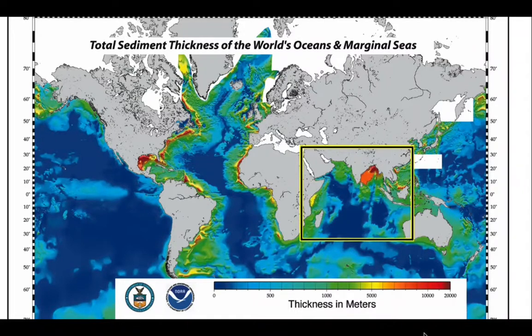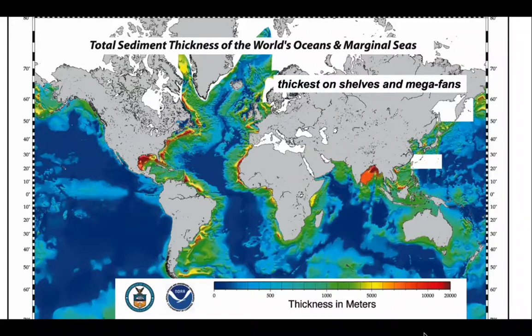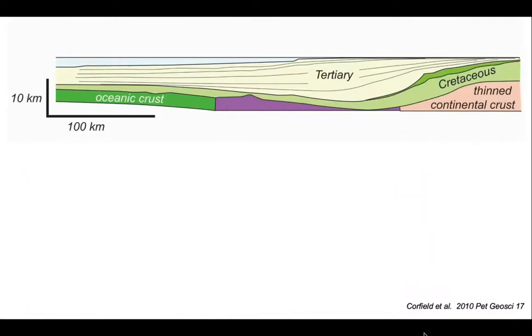The world's thickest accumulations of sediment are on the shelves or beneath the shelves and on mega fans where the world's major river systems reach the oceans. So let's look at the effects of that sediment load on the underlying plate here in the Indus Fan. This is a geological section. Notice the scale. The vertical scale there's 10 kilometres, the horizontal 100, so there's significant vertical exaggeration here. And this diagram was created from a regional compilation of seismic profiles.